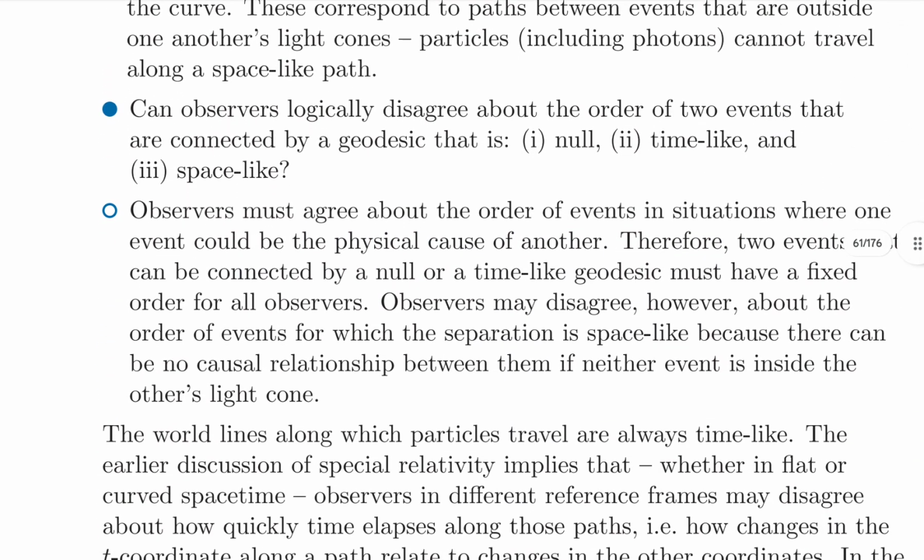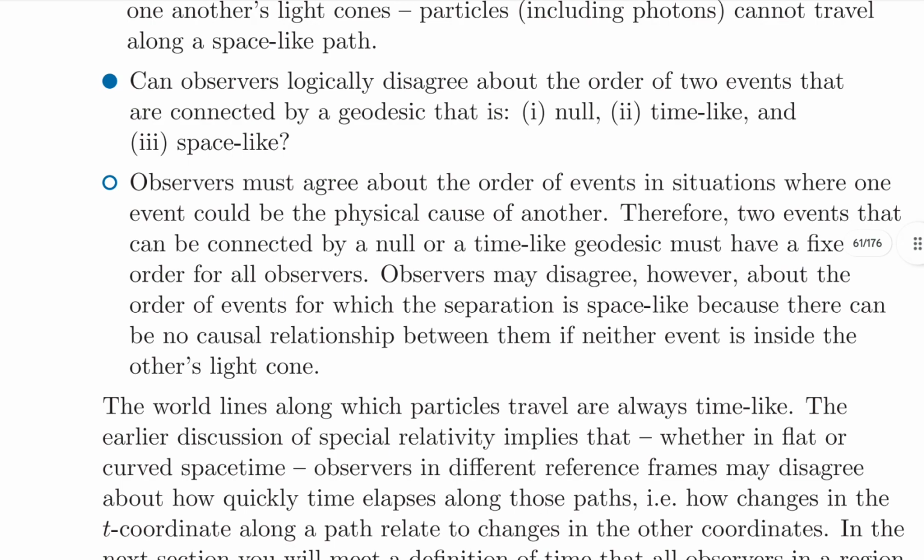Question: Can observers logically disagree about the order of two events that are connected by a geodesic that is 1. null, 2. time-like, and 3. space-like? Observers must agree about the order of events in situations where one event could be the physical cause of another. Therefore, two events that can be connected by null or time-like geodesics must have a fixed order for all observers.